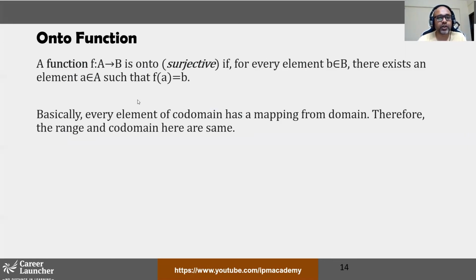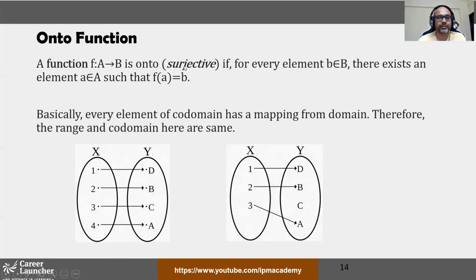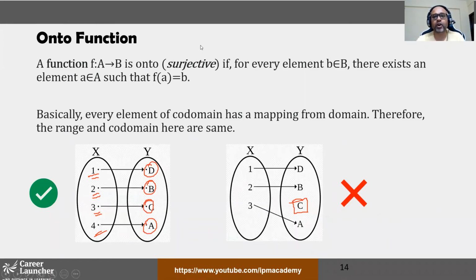Now let us see a graphical or visual example. You can see here that in the first case, every element of the codomain has a mapping from the domain. So the first one will be called an onto function. In the second case, you can see that one element in the codomain is left out, which means the C here does not have a mapping. So this will not be called an onto function. It's as simple as that.